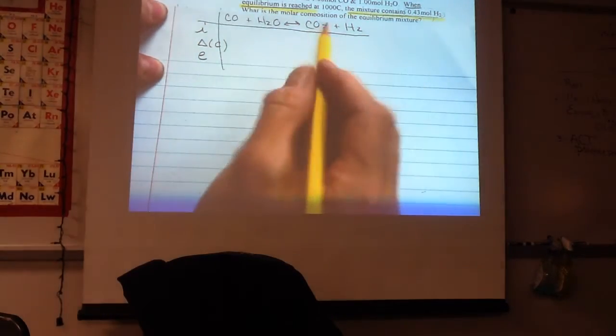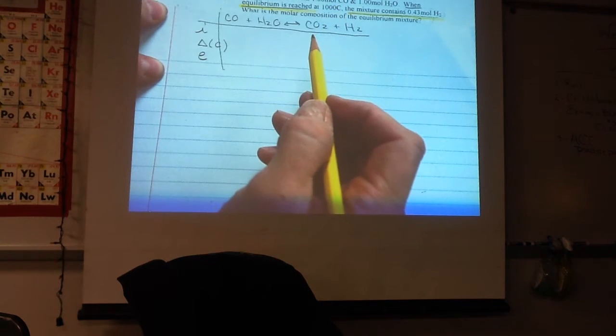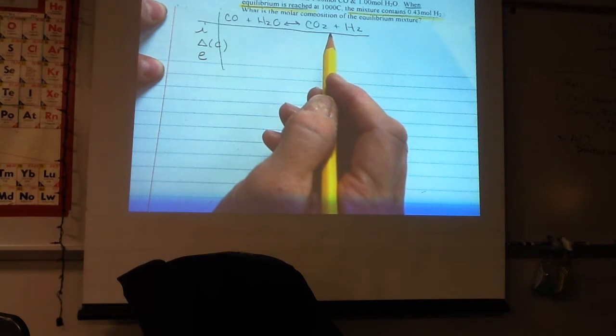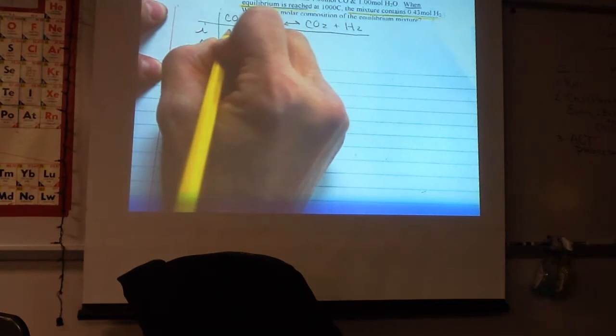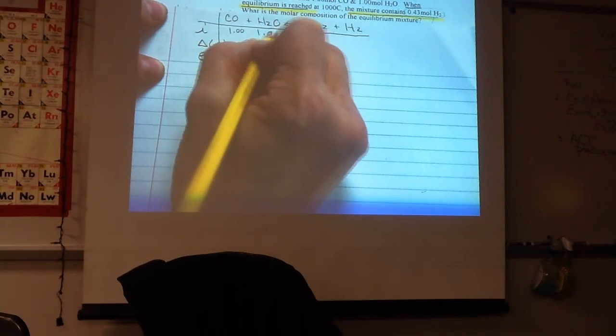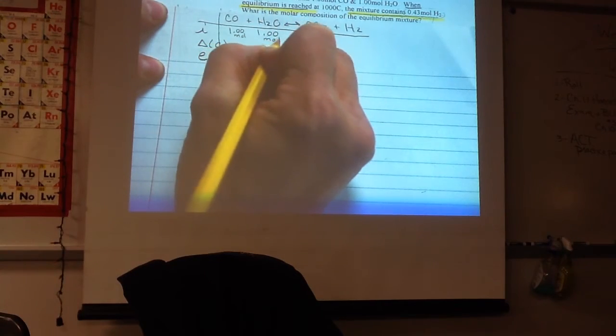And because these are only given in moles, we're going to keep them in moles. But you can have it in molarity, which is usually what you're given on the AP test and whatnot, and then you'd put it in molarity. But I don't have molarity, so I'm going to identify that I have a mole here of each reactant.